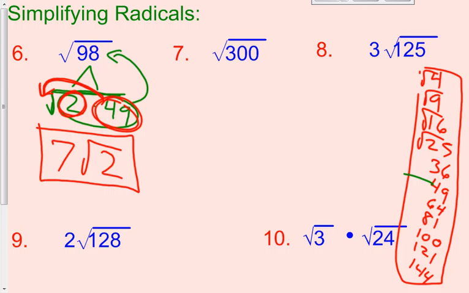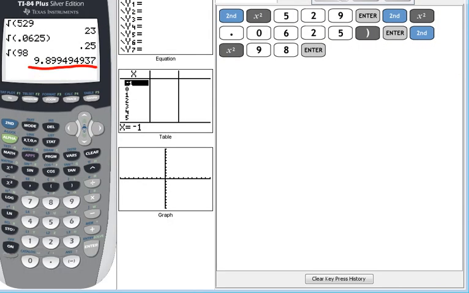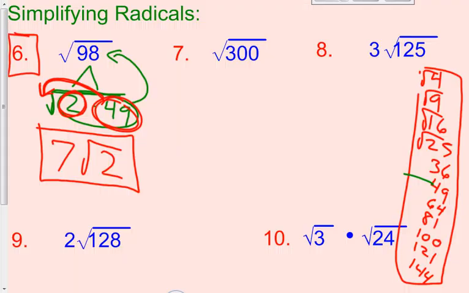What's wonderful about these ones is that you can check your work on every single one of these. The square root of 98 is 9.899494937. And what we did, class, is we just simplified the square root of 98 to be 7 square root 2. We didn't change anything. We should still get the same answer when we do this and when we do this.